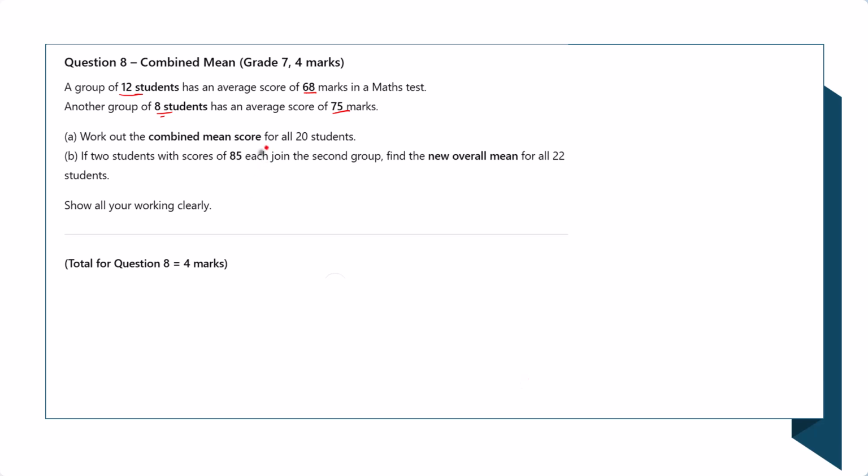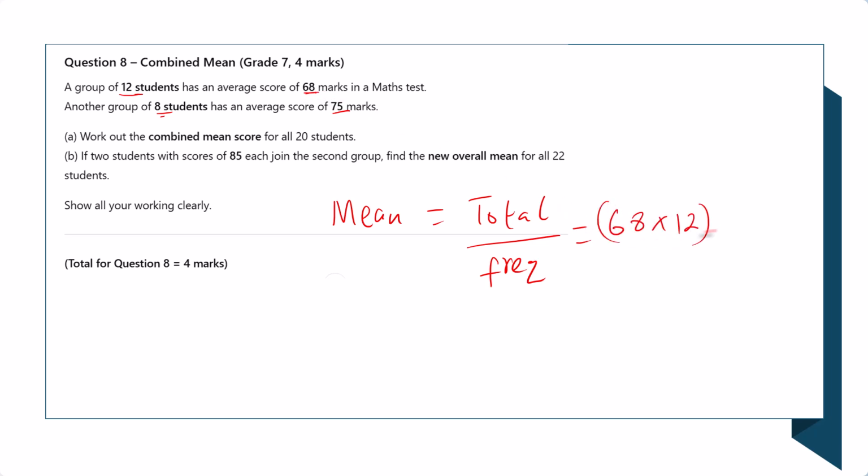Let me now do it. It says work out the combined mean. To work out any mean, you have to get the total and divide by the total frequency. So for these 2 classes, the total is going to be the mean for the first class times how many there are, and the total for the second class will be the mean for the second class times how many they are. This will give me the total.